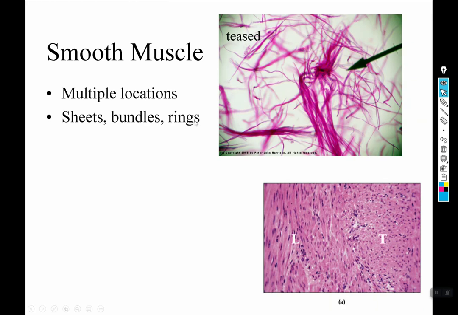So here's some teased smooth muscle. This is the smooth muscle equivalent of pulled pork. I don't like this preparation because it doesn't reflect in any way the actual arrangement, which is down here. So we have longitudinally sectioned smooth muscle, which looks like little fishies swimming in a stream, or cross-sectional smooth muscle, which looks about like this. So practicing recognizing this is what's going to allow you to confidently recognize it over and over again.